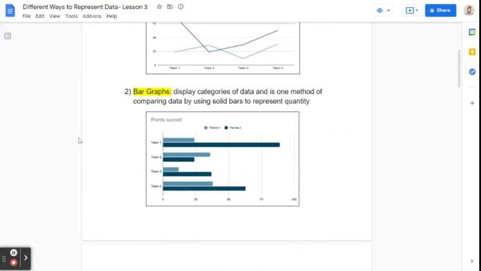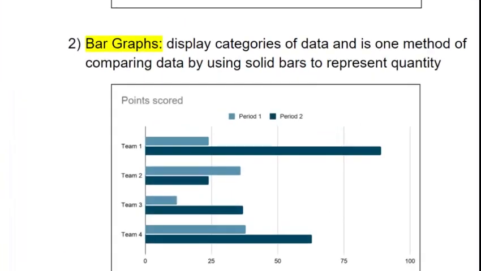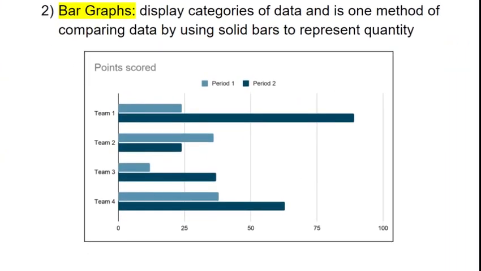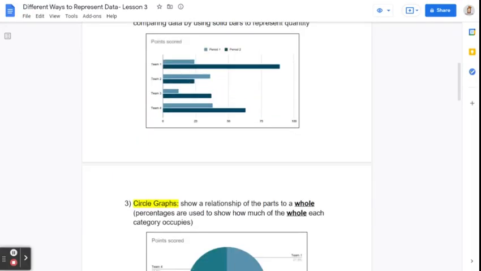Bar graphs display categories of data and is one method of comparing data by using solid bars to represent quantity. Sometimes bar graphs could be horizontal like this example, and sometimes they can be vertical. But regardless, you're going to have your title, a key or legend, the x-axis, and the y-axis.